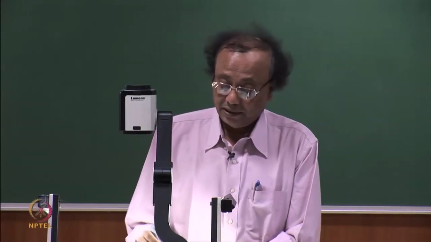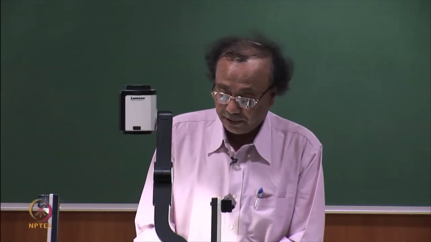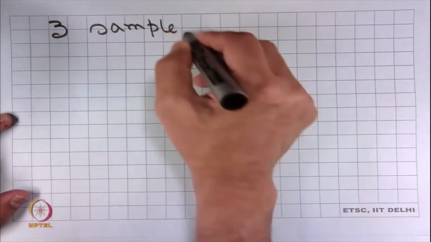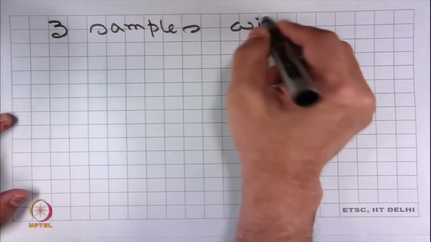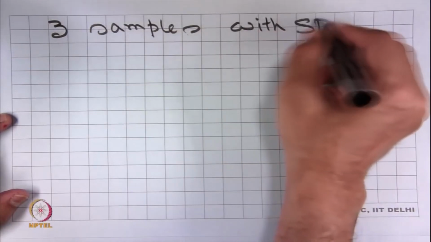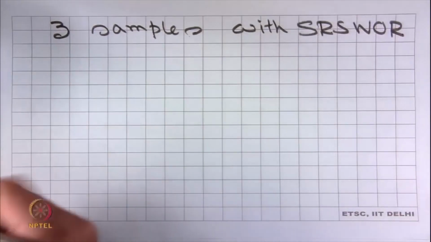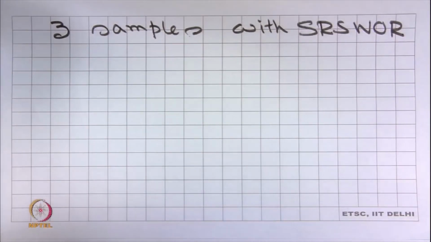Suppose I take 3 samples with SRS WOR. I am dealing with SRS WOR because it is comparatively simple, since it is sampling from the same population. So, it is easily understandable.